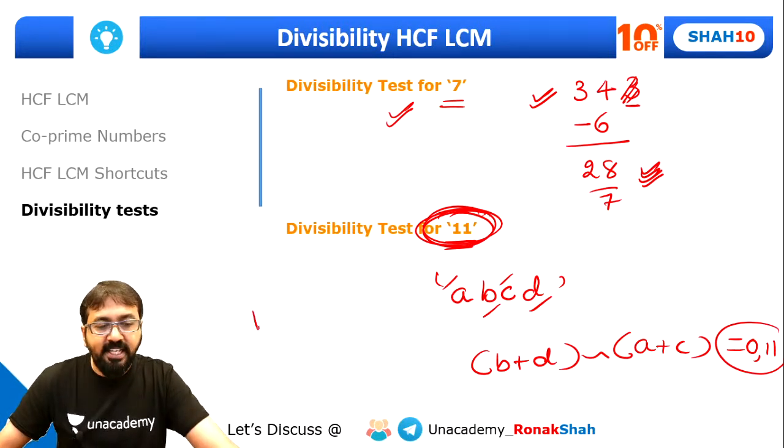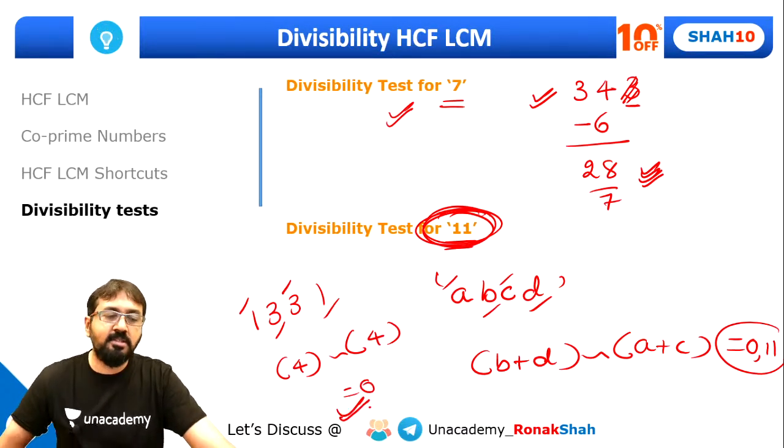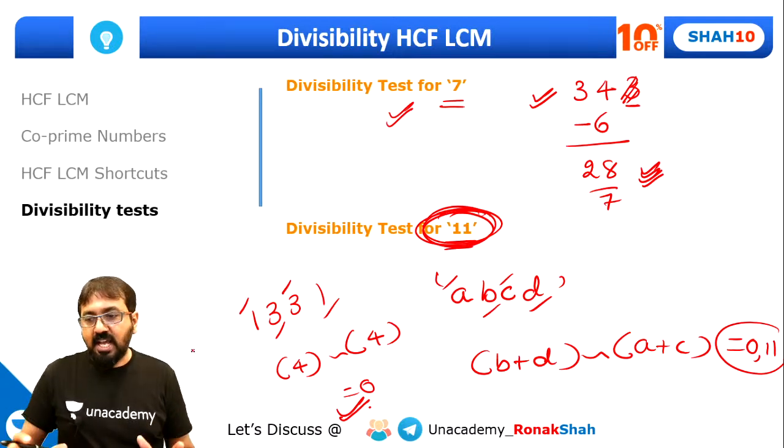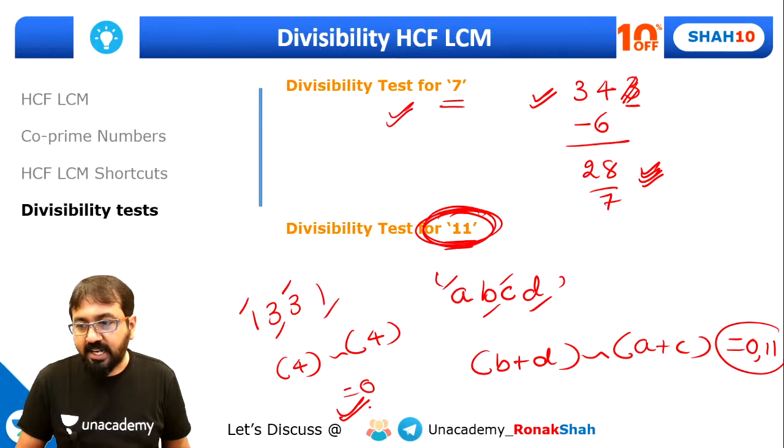For example, if I take number like 1331, फर्स्ट एंड थर्ड डिजिट का समेशन क्या आएगा 4, सेकंड एंड फोर्थ डिजिट का समेशन क्या आएगा, वो भी 4 आएगा, 4 minus 4 is 0, so this number is divisible by 11. So these are some of the divisibility tests. Yes, Bhagyashree, that's correct. Difference between the addition of even place digits and odd place digits should be 0 or 11. Correct?